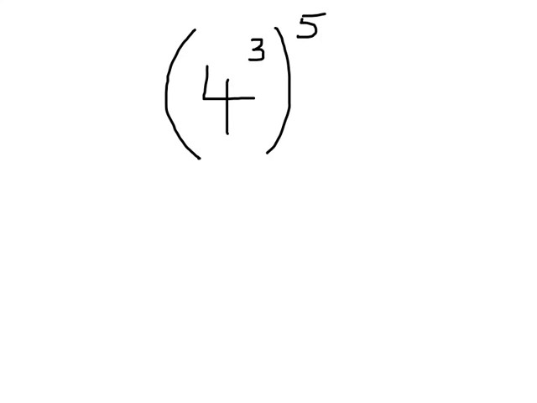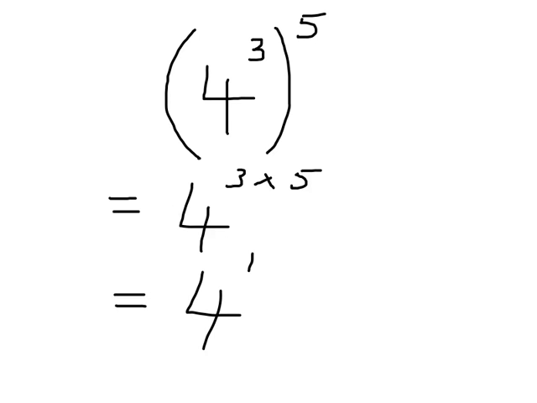So using that simple trick of multiplying the powers, all we need to do here, in the 4 to the power of 3 raised to the power of 5, is keep the base, which is 4, and multiply the powers, 3 times 5. So 4 to the power of 15, and that's all we need to do.